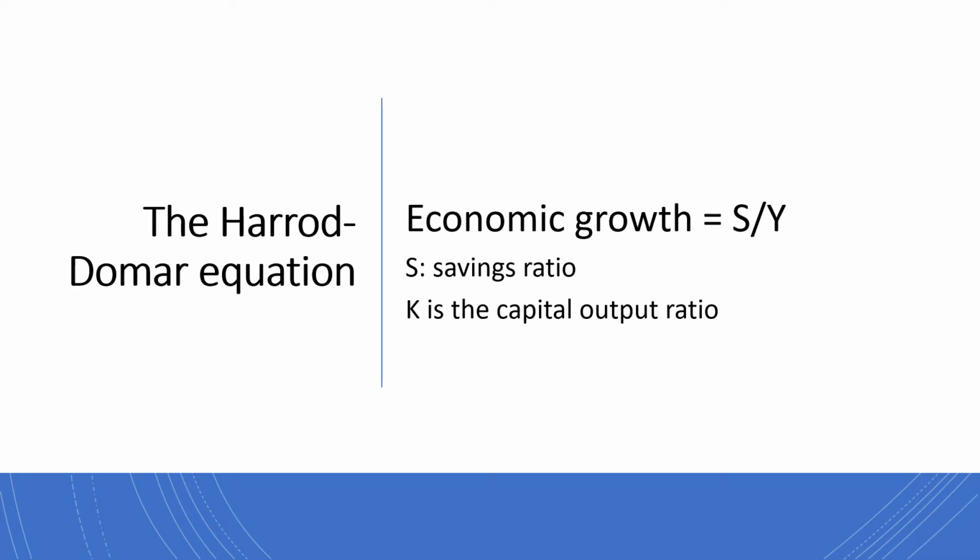The savings ratio is also called the average propensity to save. It is the proportion of GDP that's saved. In China, the savings ratio is over 40%. That means that on average, households in China save 40% of their incomes. The savings ratio in Britain is less than 10%.